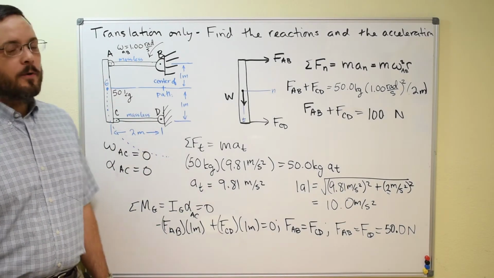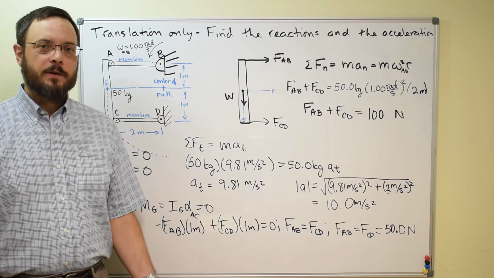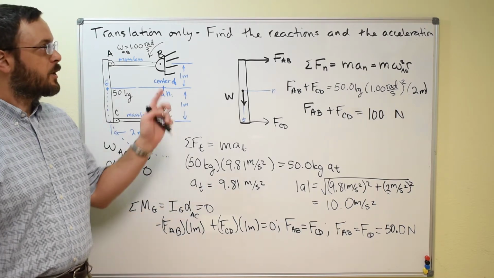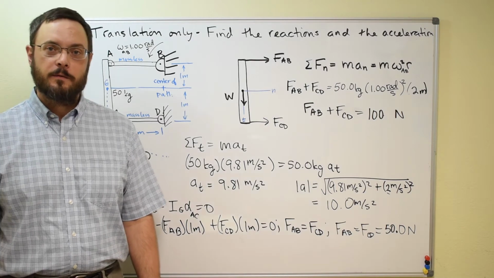So with this problem we're going to be looking at a mass that's undergoing translation only, but it's also going to be moving with curvilinear motion. We're going to find the reactions and also the acceleration of the center of gravity of the mass.